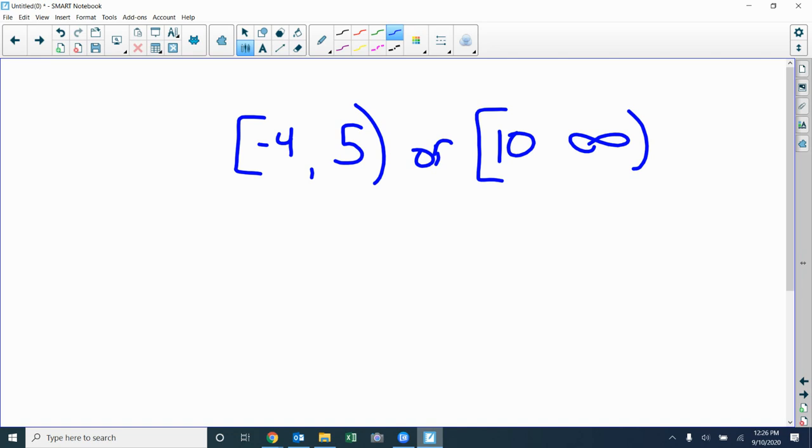So remember, just write -4, just go straight across. But instead, wherever there's a comma, what are you gonna put? An X. Put your or, and now 10, X, infinity, you're not right.